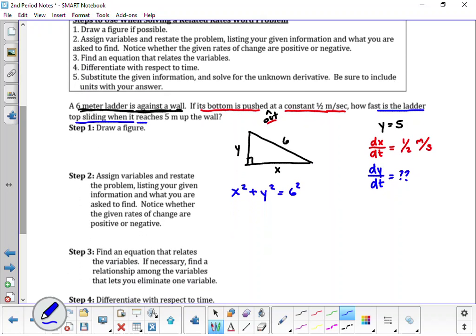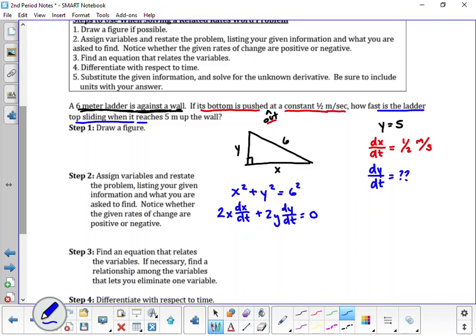Okay, so now we have this equation. Now we can take the derivative. We can get 2x dx dt plus 2y dy dt equals 0, which is good because this is a constant thing, so it should not be moving. The rate should not be moving, right?